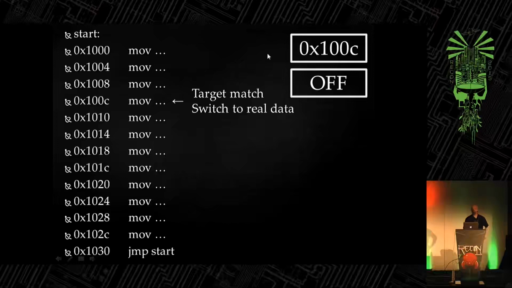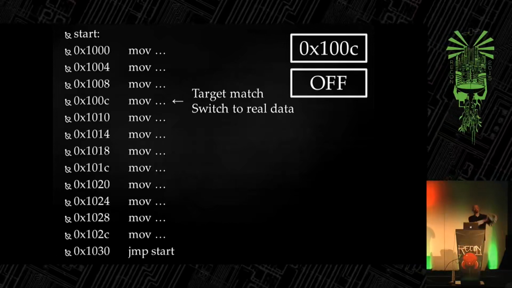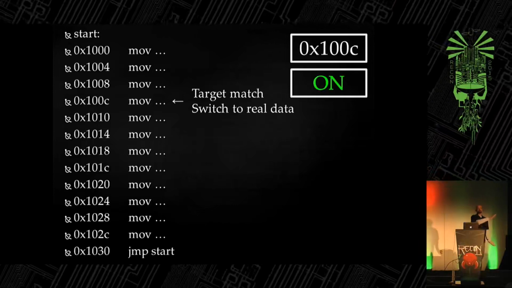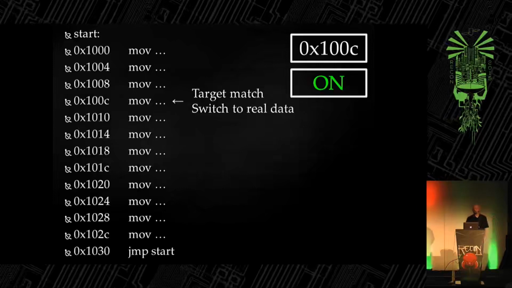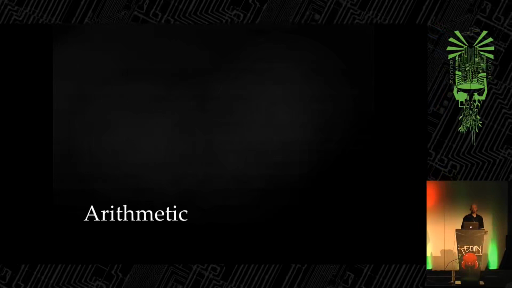100C sees that it's the branch target, so it switches execution on. In other words, it switches all the pointers over to real data instead of fake data, so that now any of the subsequent moves will actually have an effect on the system state. So this effectively implements branching just by switching execution on and off whenever you want to take a branch.